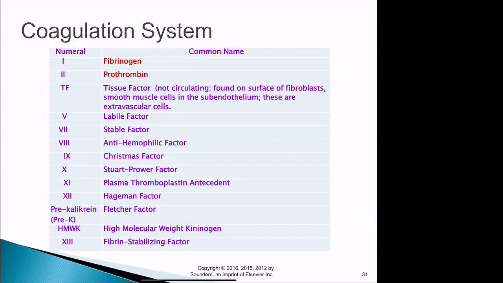Factor 5 is labile factor. Factor 7 is called the stable factor. Factor 8 is called the anti-hemophilic factor. Factor 9 is called the Christmas factor. Factor 10, the Stuart-Prower factor. Factor 11 is the plasma thromboplastin antecedent. Factor 12 is the Hageman factor. Pre-kallikrein, or pre-K, is the Fletcher factor. And high molecular weight kininogen is HMWK. We'll use that, HMWK. And then factor 13, you have the fibrin stabilizing factor.